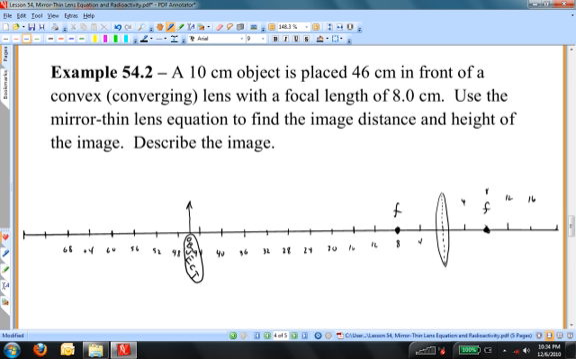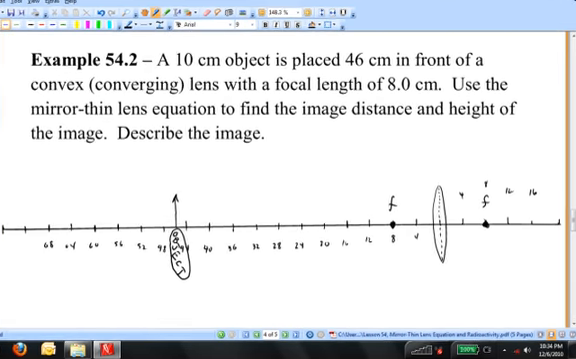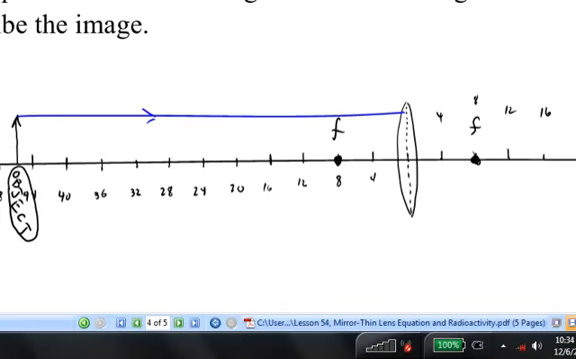My object is 46 centimeters in front of the lens. The lens has a focal length of 8 centimeters. Now let's sketch our ray diagram. Ray number 1 travels parallel to the principal axis. It refracts through the far focal point. Ray number 2 leaves the top of the object and travels through the near focal point until it hits the lens. When it emerges, it comes out parallel to the principal axis.